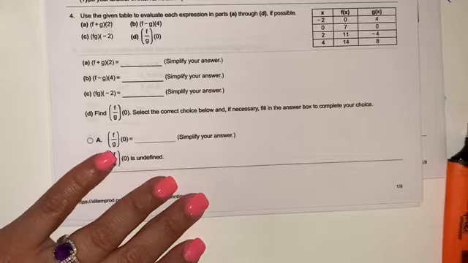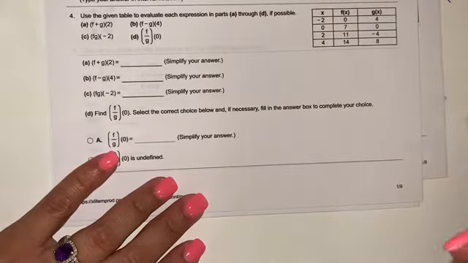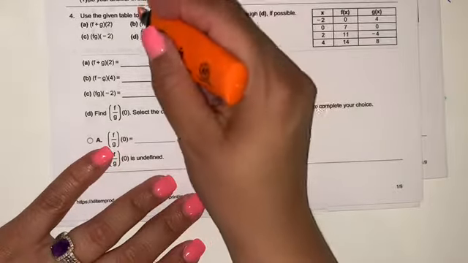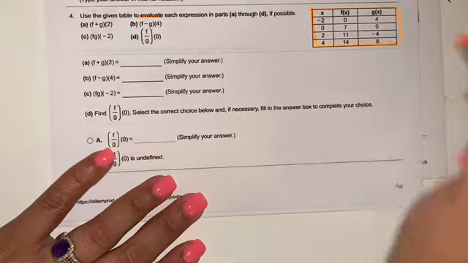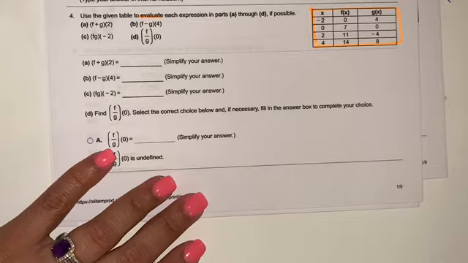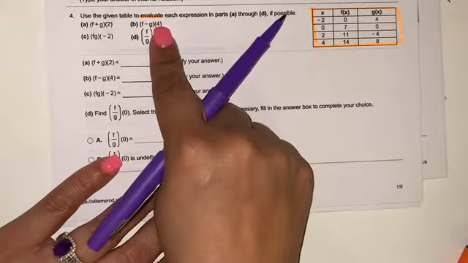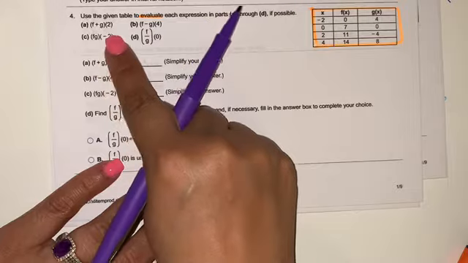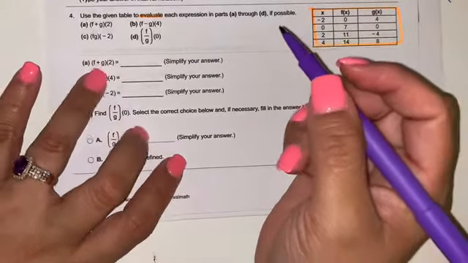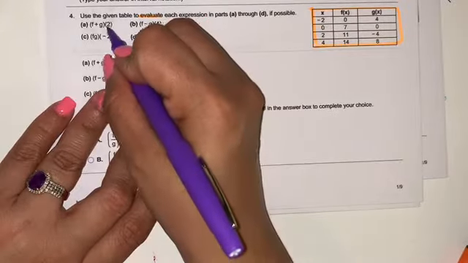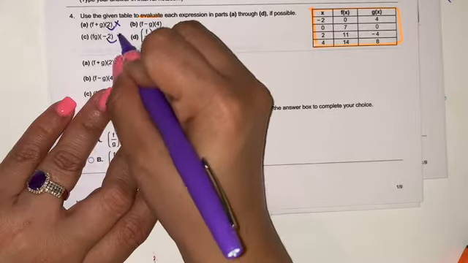Number 4, use the given table to evaluate each expression in parts A and B. Okay, this is my table. A is f plus g at 2, f minus g at 4, f times g at negative 2, and f divided by g at 0. Okay, so these are just operations. And these numbers right here are your x's.